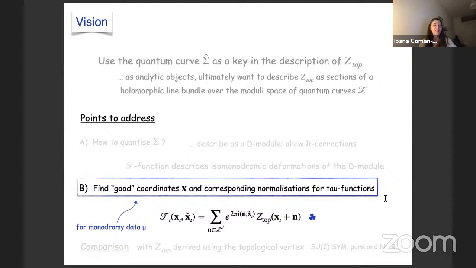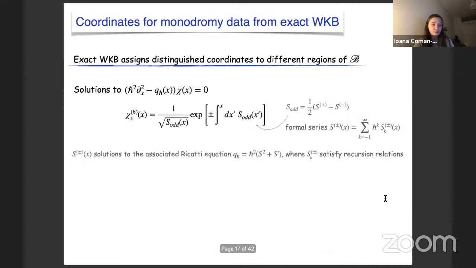But okay, what I want to say is that we are looking for such coordinates for the monodromy data. And the way to associate distinguished coordinates to different regions of the moduli space of quantum curves is through exact WKB analysis. So this is what I will turn to now. We've discussed the quantization of the curves, now the coordinates.